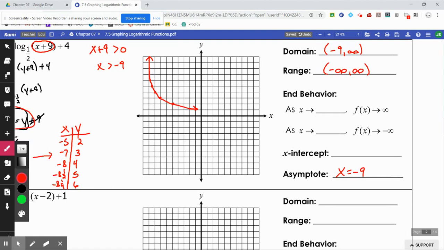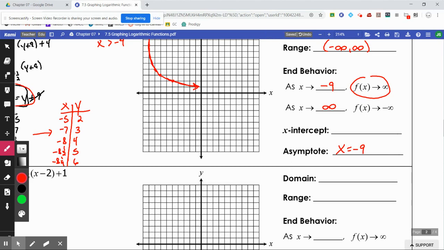Your end behavior: when does your graph go uphill? That's to the left, as you approach that asymptote line. So as x approaches negative 9, you go to positive infinity. As x goes to the right, you decrease and you go down to negative infinity.